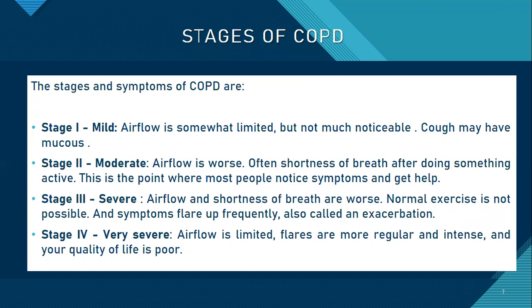In stage 3, also known as severe COPD, airflow limitation and shortness of breath are very bad, so normal exercise is not even possible. Symptoms flare up frequently. This condition is also known as exacerbation. Then we have stage 4, the very severe case, in which airflow is very, very much limited. Flares are more regular and intense, and the quality of life is so poor.